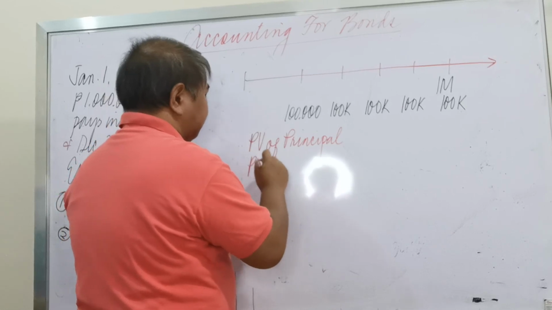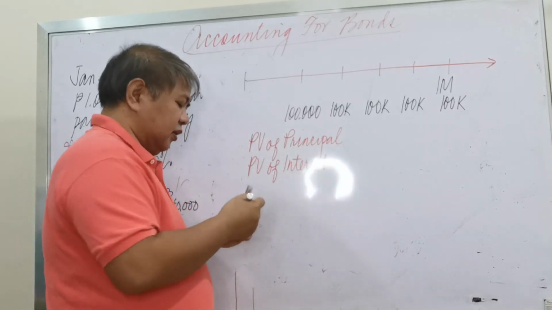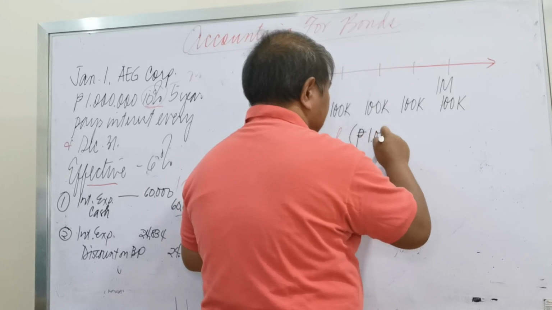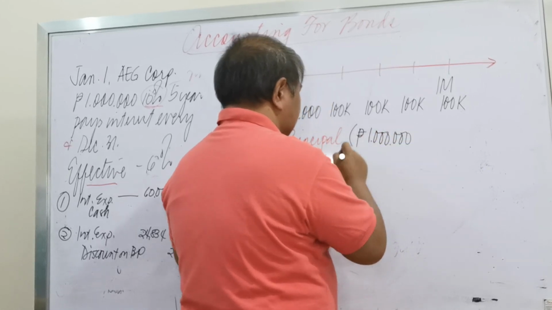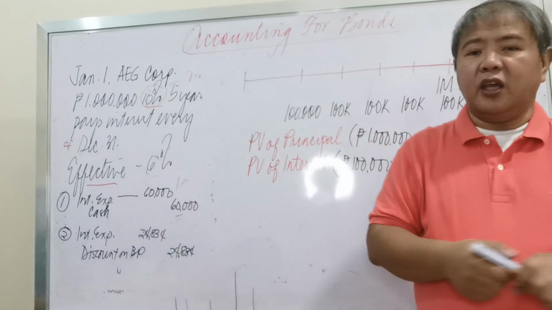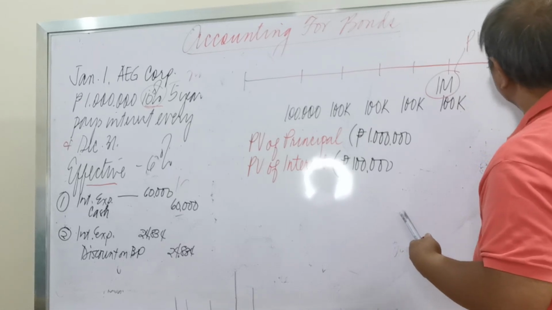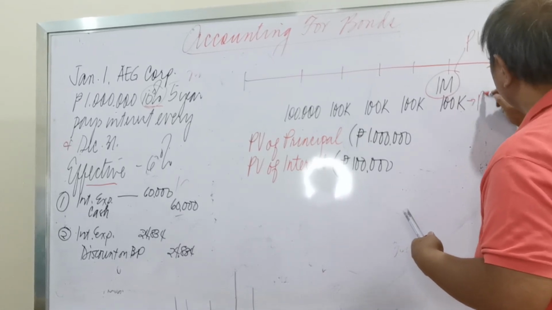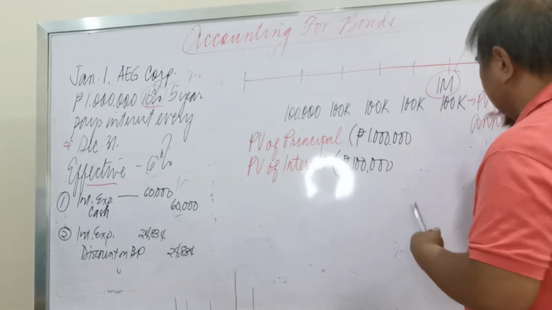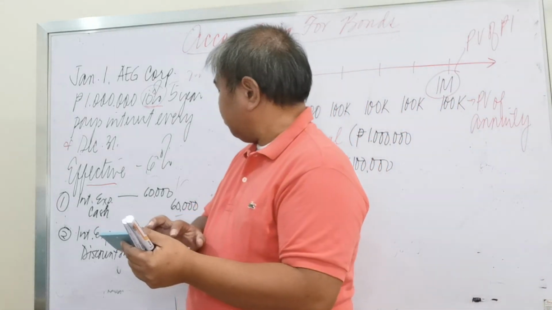So again, we're going to find the present value of the principal and the present value of the interest. The principal now is again 1 million pesos, and the interest now is 100,000. Since the principal is just one time, we will use the present value of 1, and for the interest we have to use the present value of annuity. Let us now compute for the present value factors.